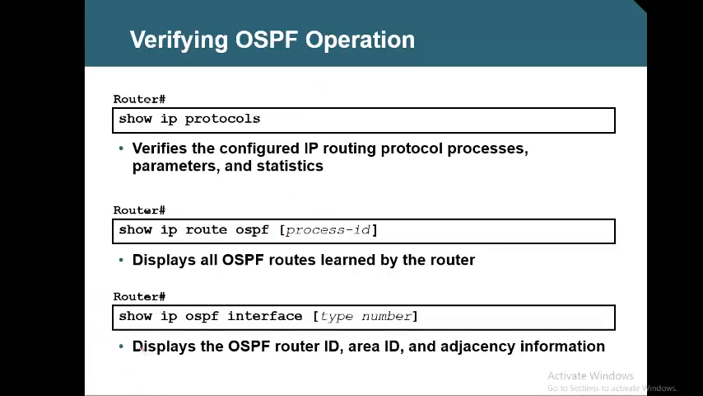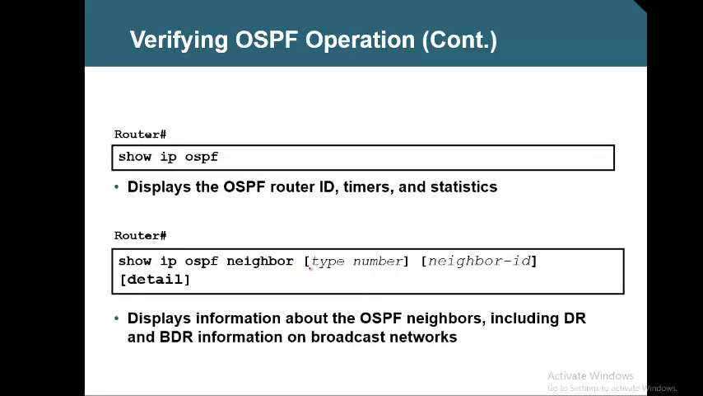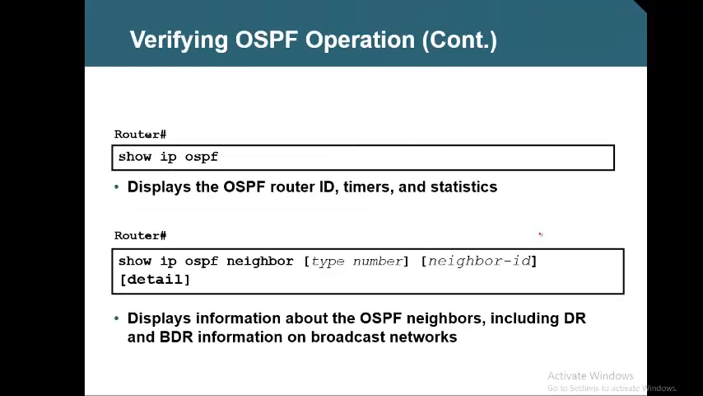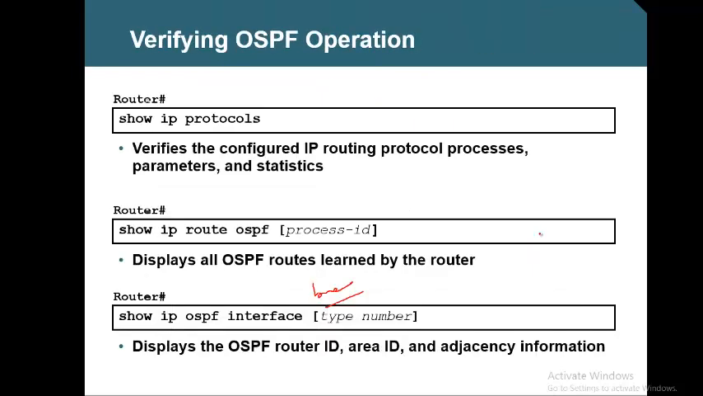Show ip ospf interface. I used to type the show ip ospf interface brief command. That will show in a nice table form. If you don't use the brief command, it will be too big like this. Show ip ospf interface, and it will be big like this. If you have many interfaces, then it will go to pages. I always use the brief command, show ip ospf interface brief.